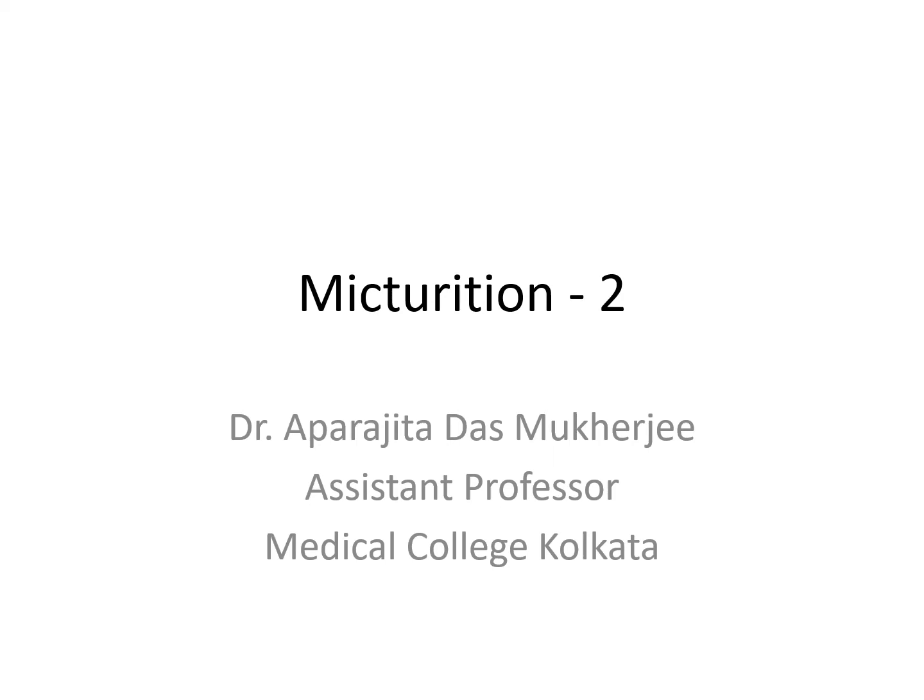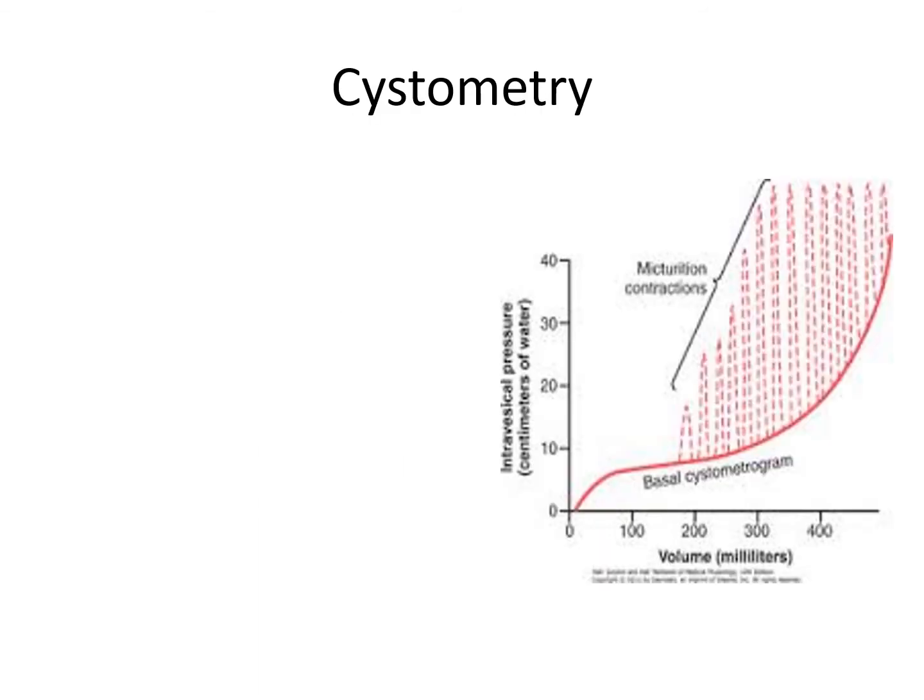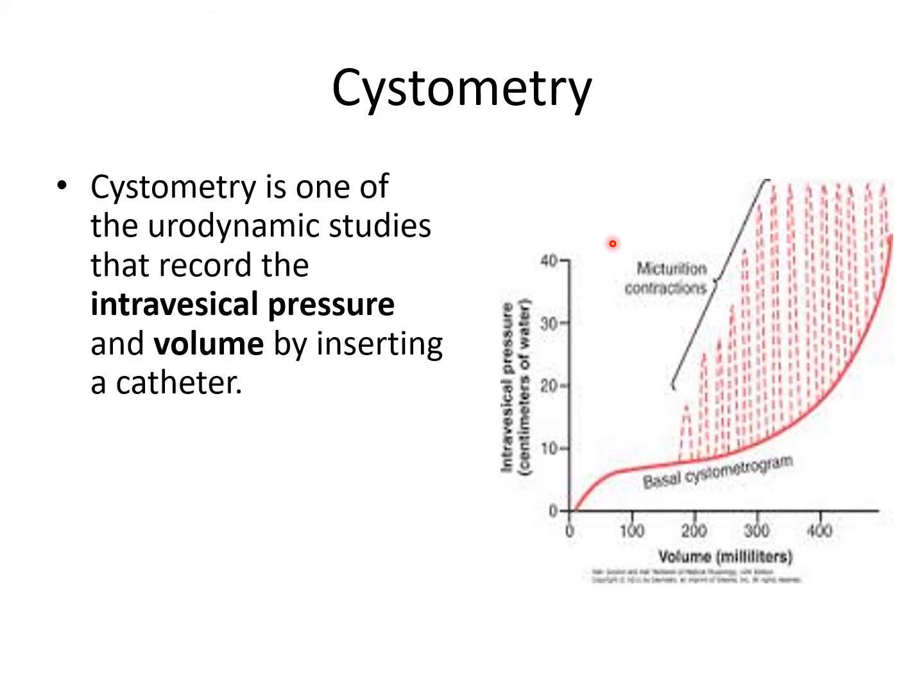Hello students, in the second class of micturition, we'll start with cystometry. Cystometry is one of the urodynamic studies. That means the study of the function of the urinary bladder.